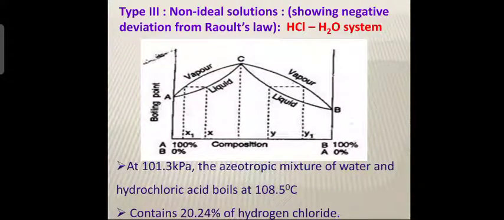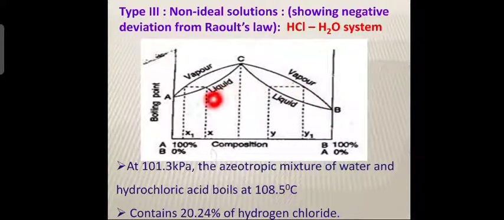Alright. Now next slide. Type 3: non-ideal solutions showing negative deviation from Raoult's law. Examples for that are hydrochloric acid water, sulfuric acid water, or nitric acid water. This is the curve, boiling point plotted along the y-axis and composition plotted along the x-axis. You can see here point A, 100% A, that means 0% B, and this is the point where you have 100% B, that means 0% A.